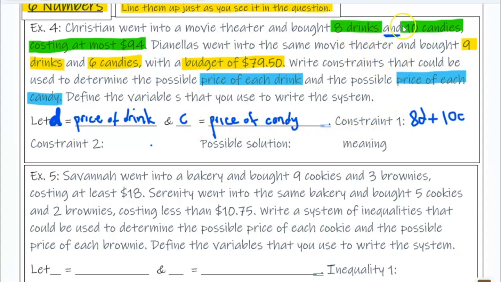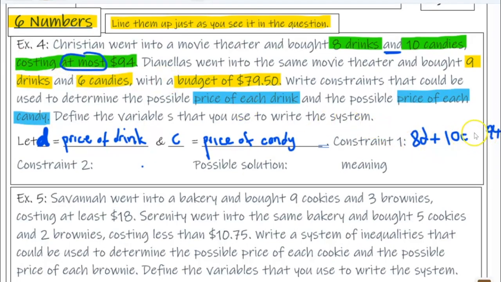So I have 8 drinks and 10 candies costing at most. I'm going to come back to this keyword right here. Let's first look at costing at most $94. Let's talk about at most because that's going to tell us the inequality that goes right here.